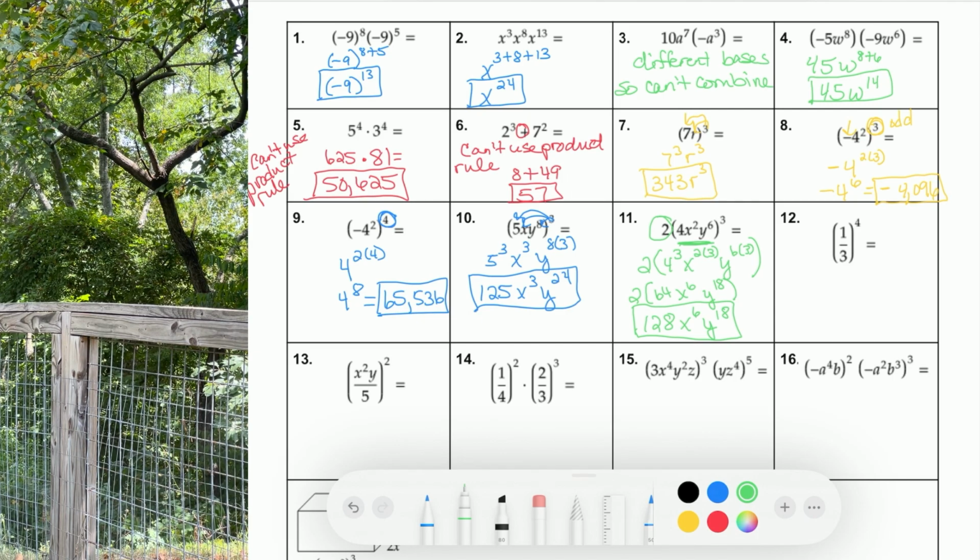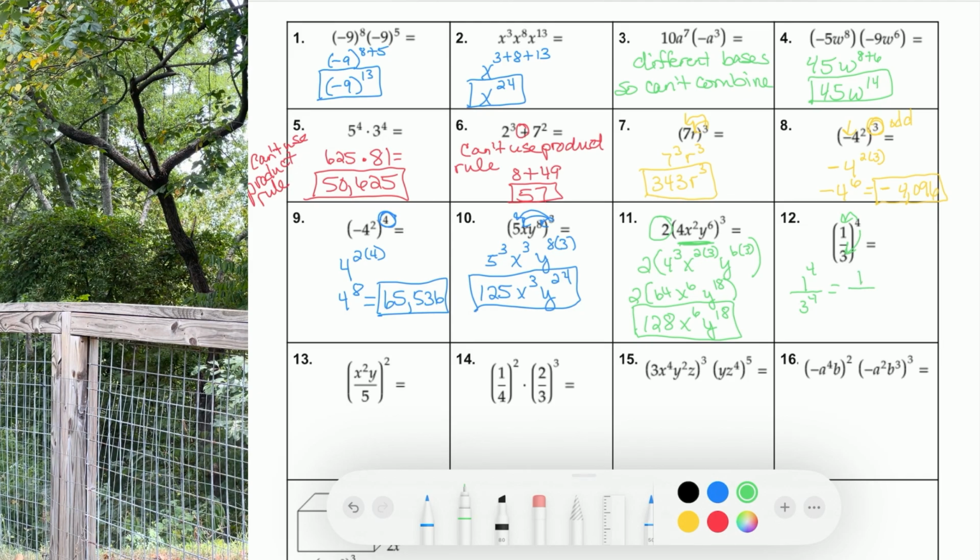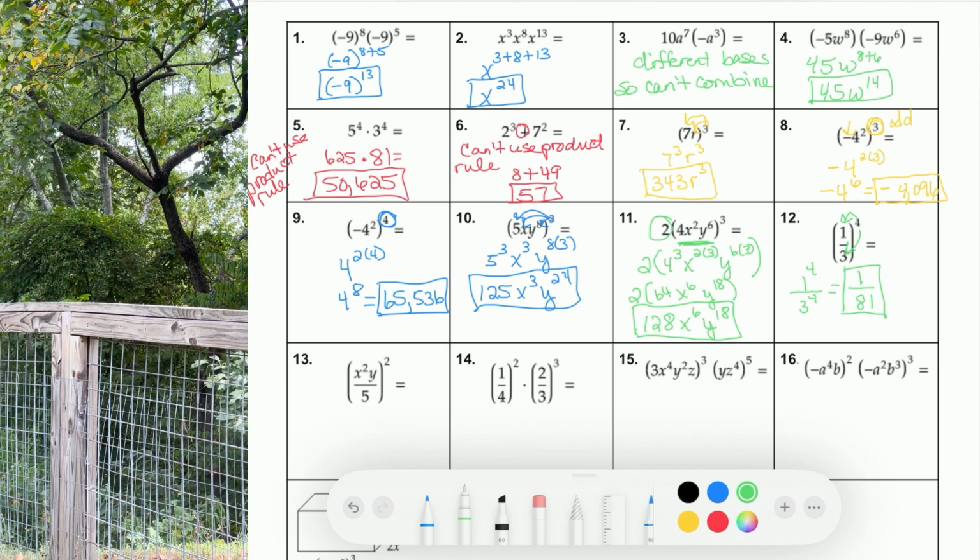Number 12. I have a fraction raised to the power of 4. So I need to distribute that power of 4 to both of these numbers. So I end up with 1 to the power of 4 over 3 to the power of 4. 1 to the power of 4 is 1 times 1 times 1 times 1, which is just 1. 3 to the power of 4. 3 times 3 is 9, times 3 is 27, times 3 is 81. So this is our answer here.